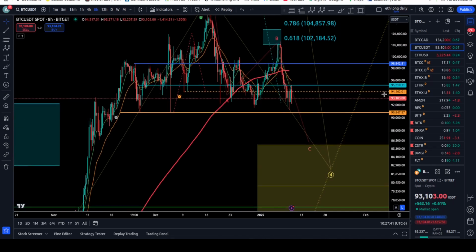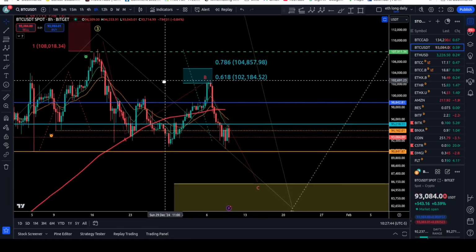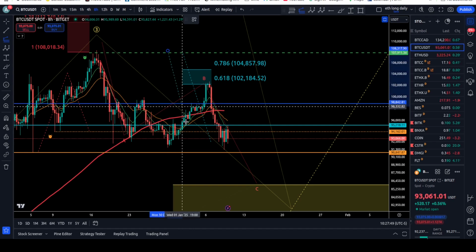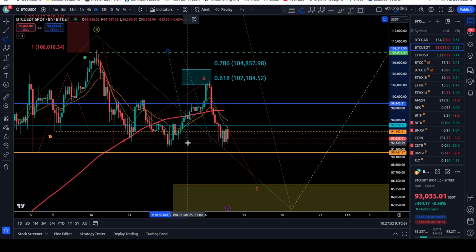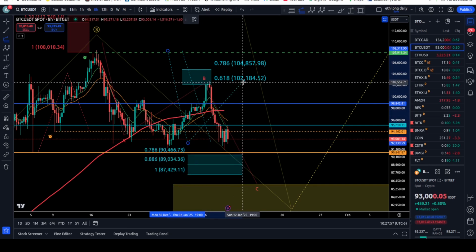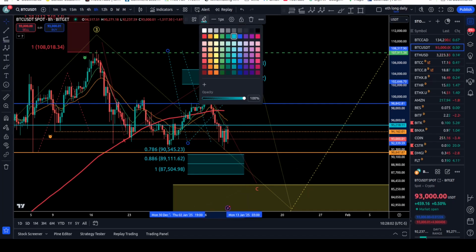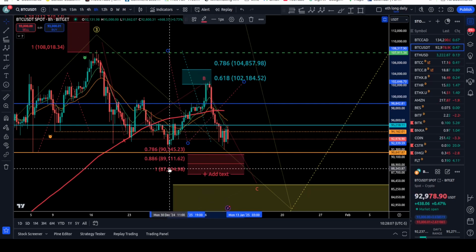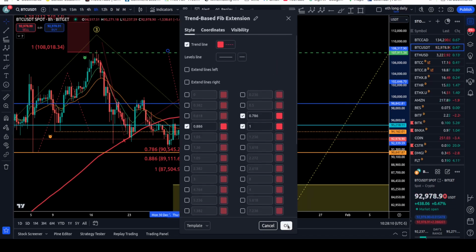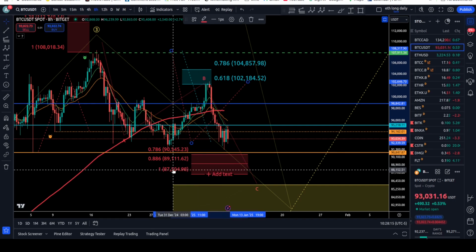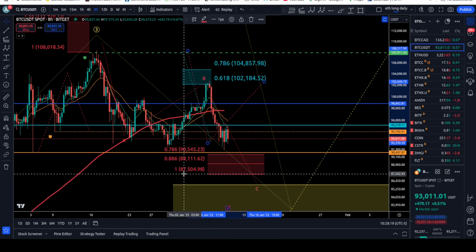Actually, let me zoom in a little bit more, and let's calculate how high or how low this C wave can go. So I'm going to put this as A, this as a B. Actually, let me, no, this should be fine. Just double check if the fibs are there. Okay, so these are the levels now that I'm going to watch for.